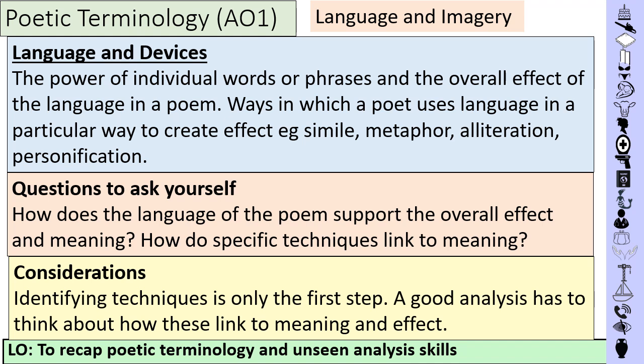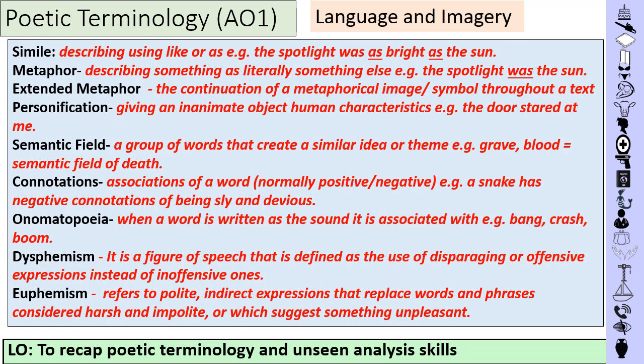Then we've got to language and devices and the power of individual words or phrases and the overall effect of the language of the poem. So things like similes and metaphors, alliteration, personification, and so on. And again, you need to consider if a simile is used, why is it used, what is its effect. Again, I've given you some terminology and some examples, and I hope you know them, but if not, I will go through them. So a simile is describing something using like or as.